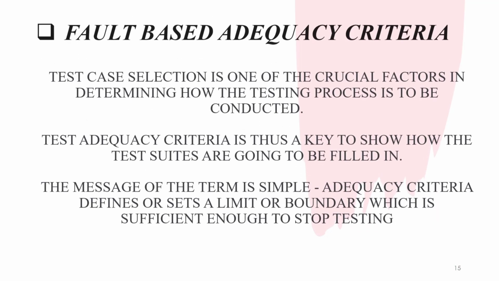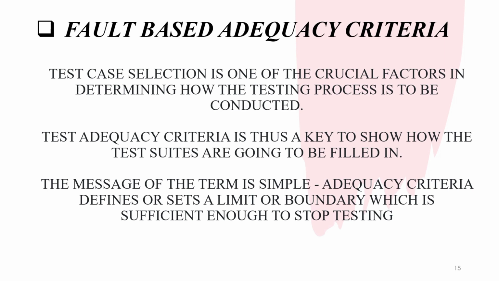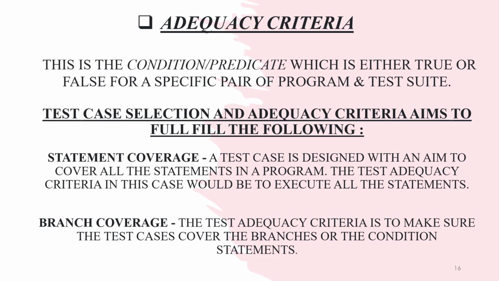Fault-based adequacy criteria. Test case selection is one of the crucial factors in determining how the testing process is to be conducted. Test adequacy criteria is thus key to show how the test suites are going to be filled in. The meaning of the term is simple. Adequacy criteria defines or sets a limit or boundary which is sufficient to stop testing. Adequacy criteria is the condition which is either true or false for a specific pair of program and test suite. Test case selection and adequacy criteria aim to fulfill the following criteria.